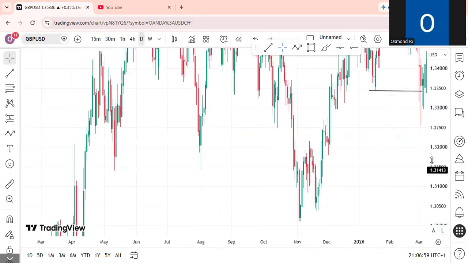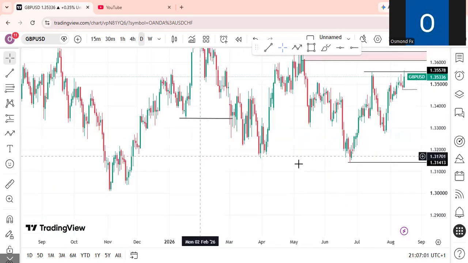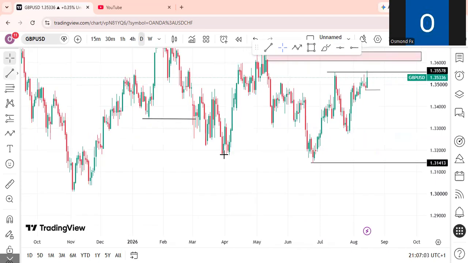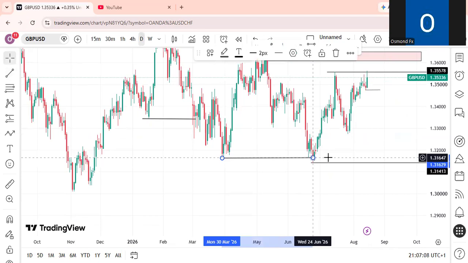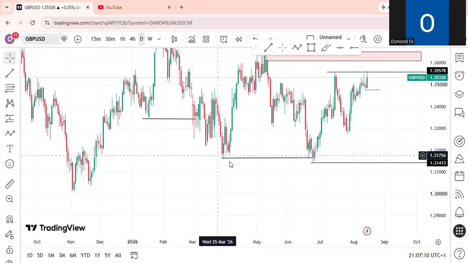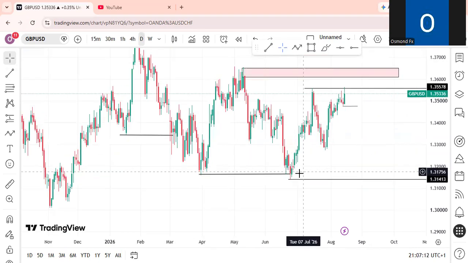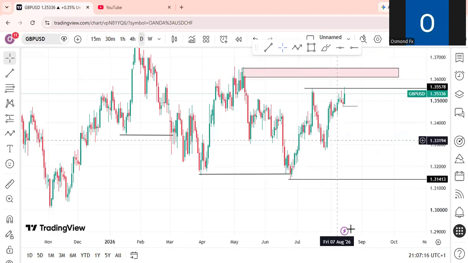Exactly here, you could see that this is a break. Exactly, this low is lower than this low. All right, that's the reason why we are expecting a supply zone above here to sell to the downside.